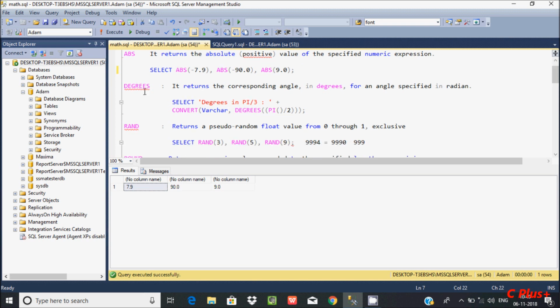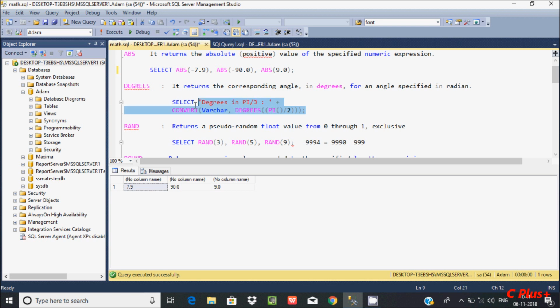Now the next function is degrees. It returns the corresponding angle in degrees for an angle specified in radians. You already know that pi value is 180. Select degrees: whatever is in single quotes will be displayed on the output screen, so this is the string, and this will concatenate. The degrees built-in function expression returns some numeric value, so by using convert and varchar, it converts into varchar. After that, you concatenate.